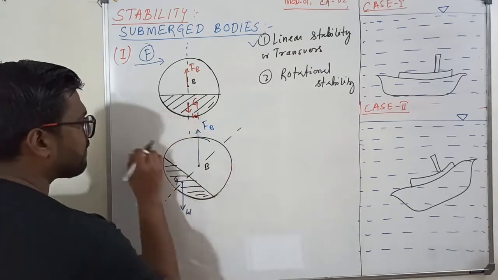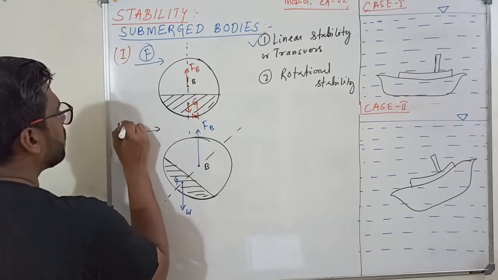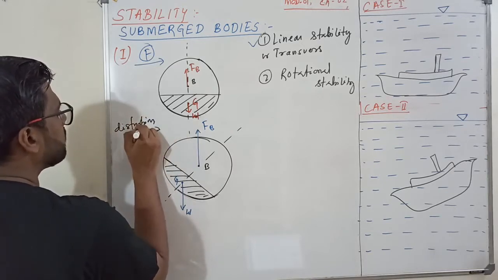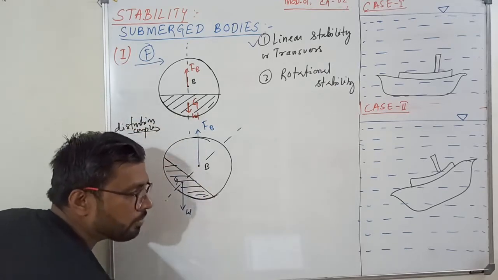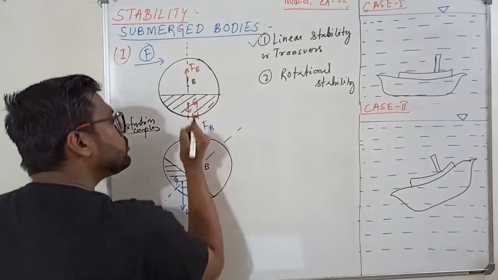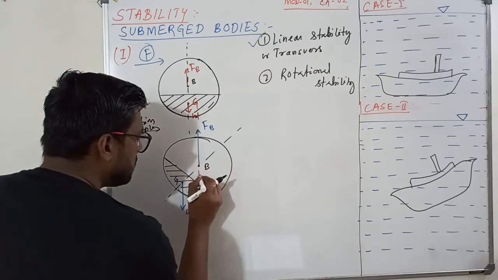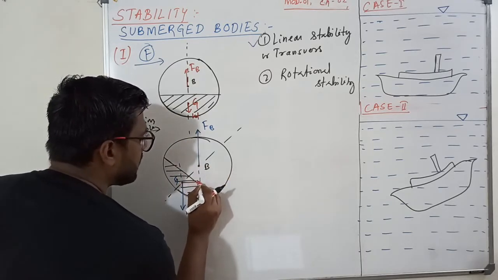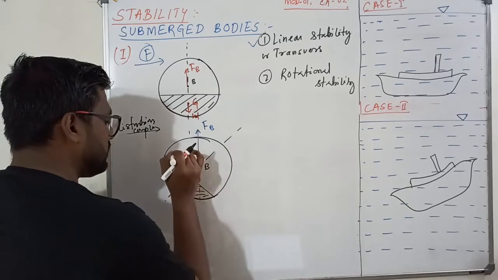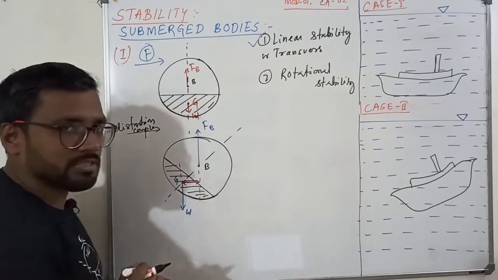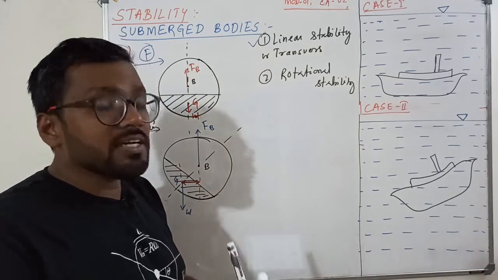Now, just after you have disturbed this, you have given a disturbing couple. Disturbing force you have given. So this W is trying to pull the body downward. Buoyancy force is trying to pull the body upward. Now you can see between these two forces you have some vertical line. Now you know there are two forces which are parallel to each other but separated by some distance. What will they generate? They will generate a couple.